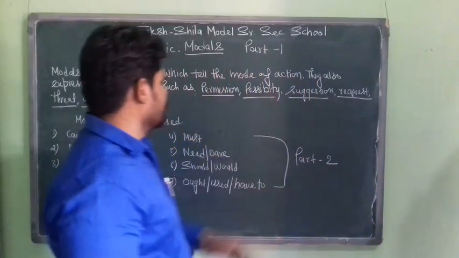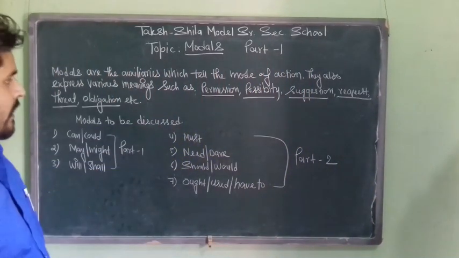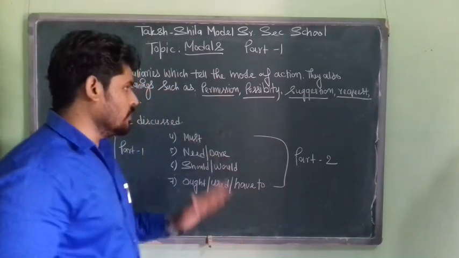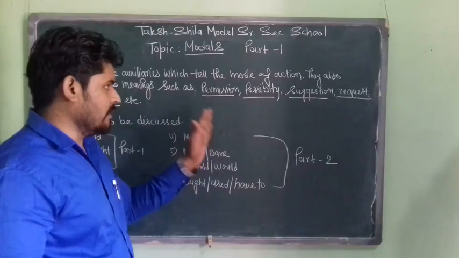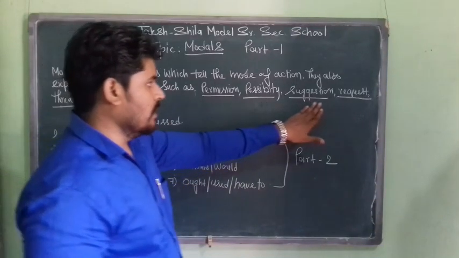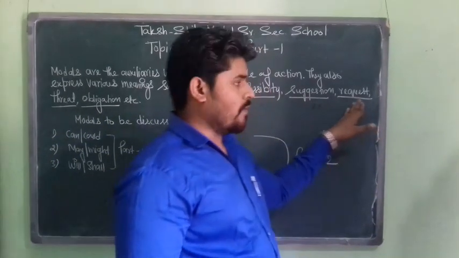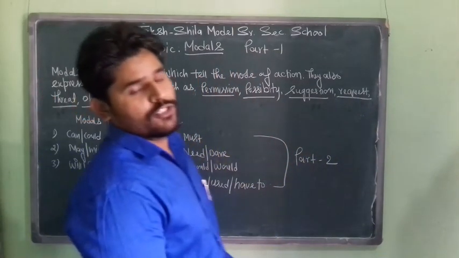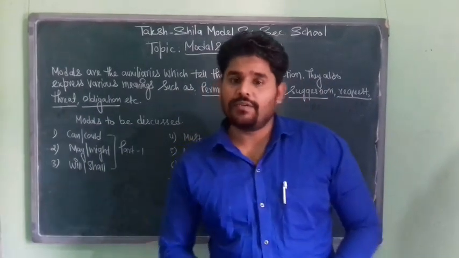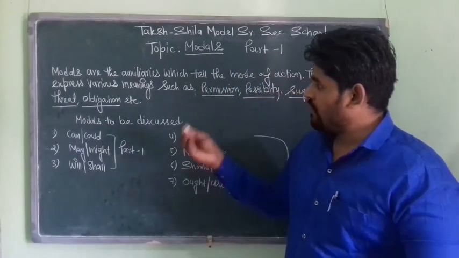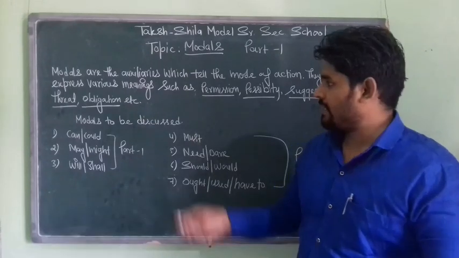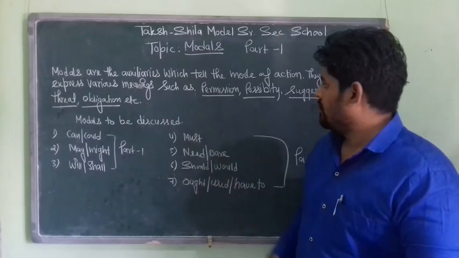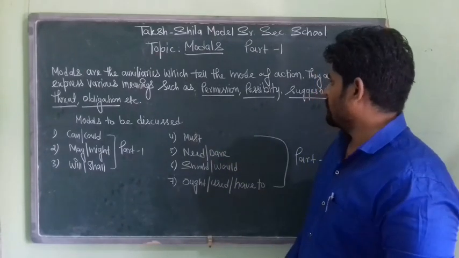So similarly, models express various meanings such as permission. The models can be used to give permission, take permission, show possibility, give suggestions, make requests, as well as show threat and show obligation. So in this lecture today, we will read which modal auxiliary verbs express which things. A few of the things have been mentioned here.